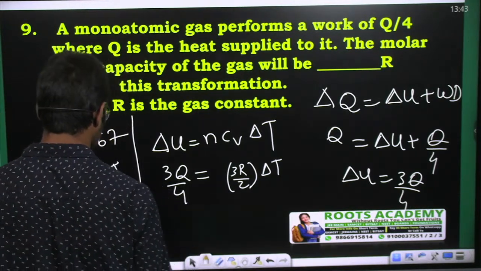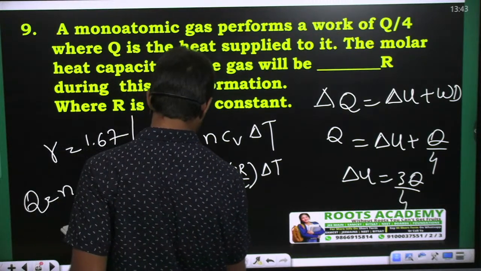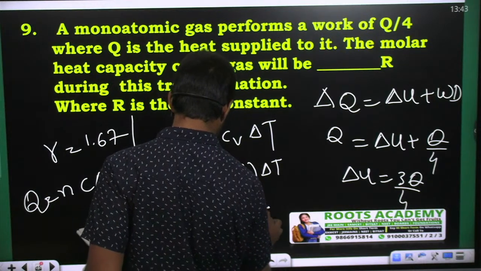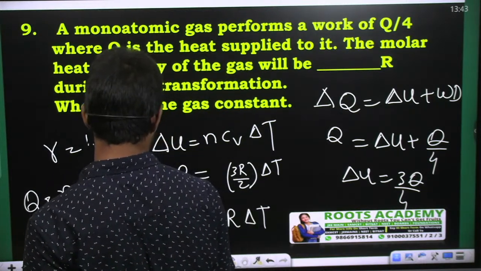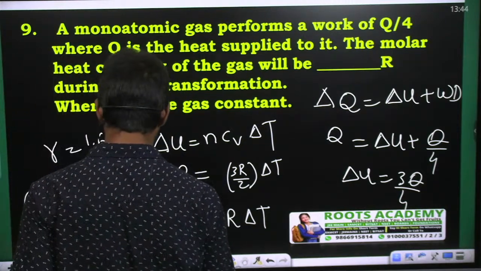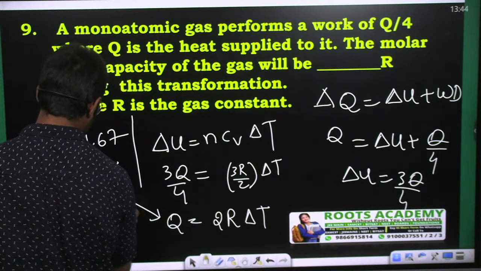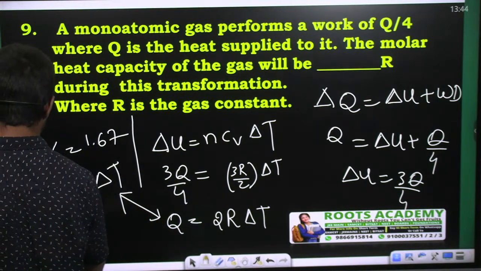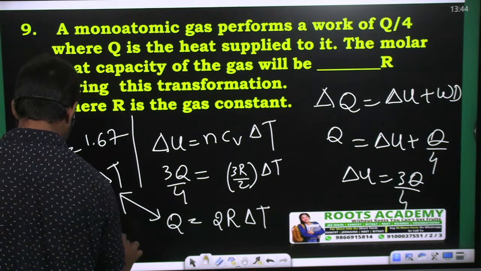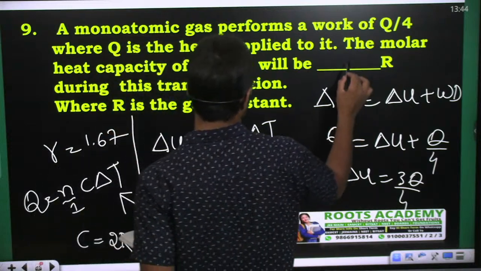So if you try to write Q from here, it is 2R delta T, right? 2R delta T. So we have n CV delta T. If you try to compare these two, where n is 1, so C is nothing but 2R. So the answer for this is 2R.